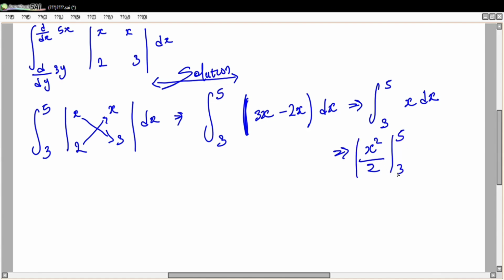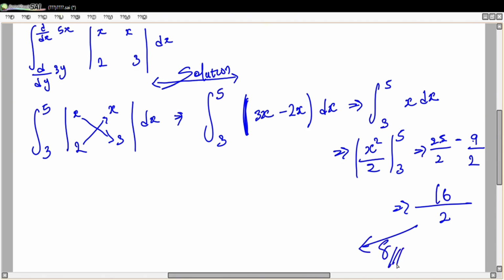then 5, 3. The normal way we do our integral, as is, 25 over 2 minus what? 9 over 2. If you solve this very well, that is 25 minus 9, that will give us 16 over 2, which is equal to what? 8. So the final answer there is 8, and as simple as that.